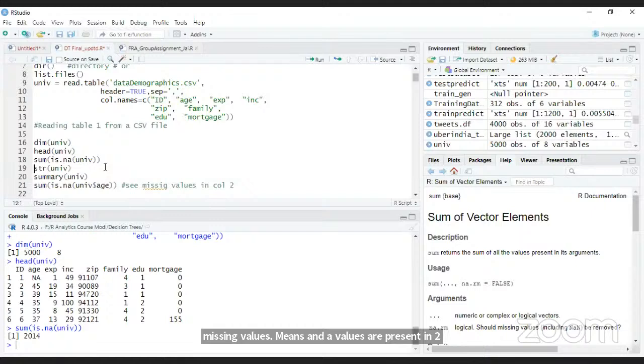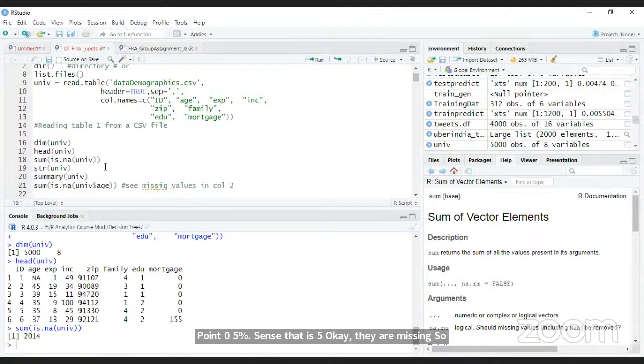So 2014 divided by the total number of cells, 40,000, multiplied by 100, gives around 5.02 or something. So out of the total number of cells, around 5% of cells are missing.